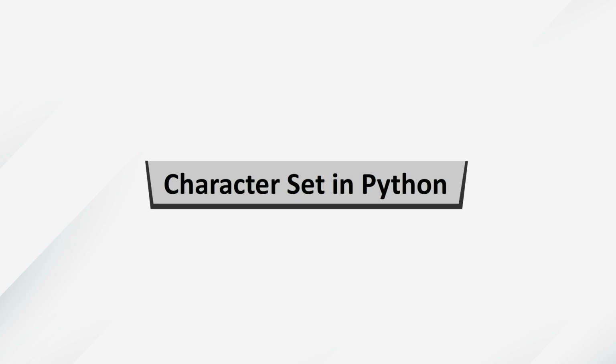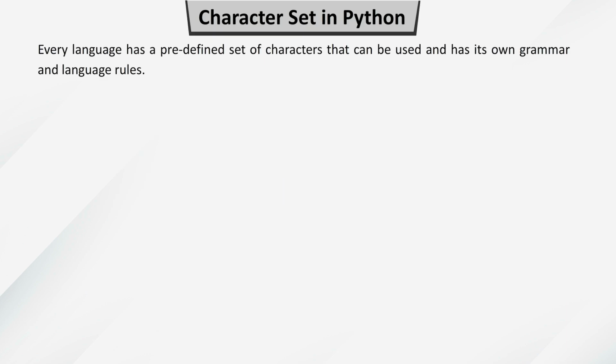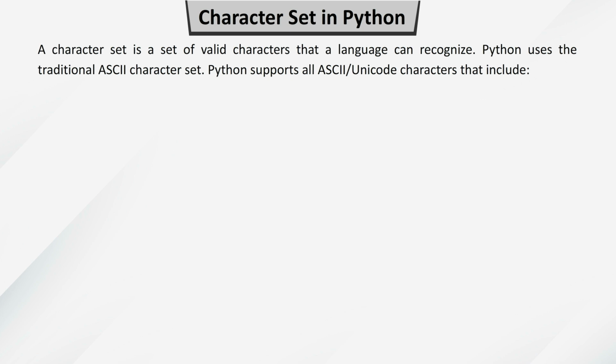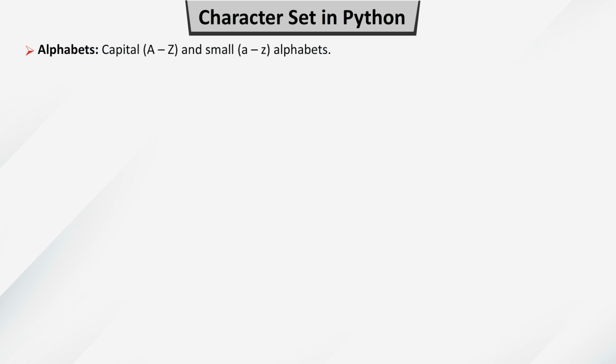Character set in Python. Every language has a predefined set of characters that can be used and has its own grammar and language rules. A character set is a set of valid characters that a language can recognize. Python uses the traditional ASCII character set. Python supports all ASCII/Unicode characters that include alphabets, capital A to Z and small a to z, and digits 0 to 9.